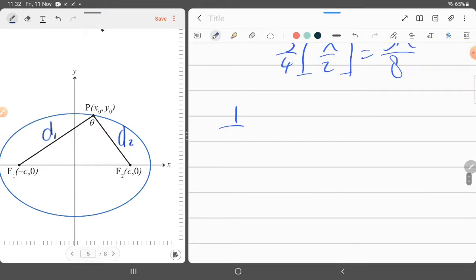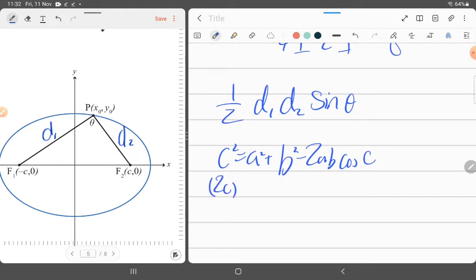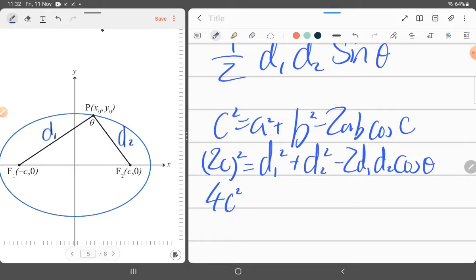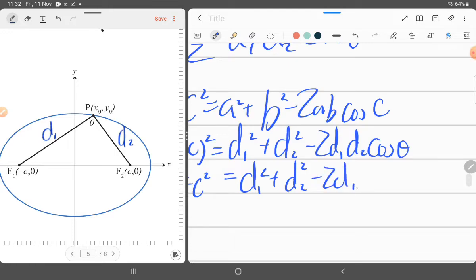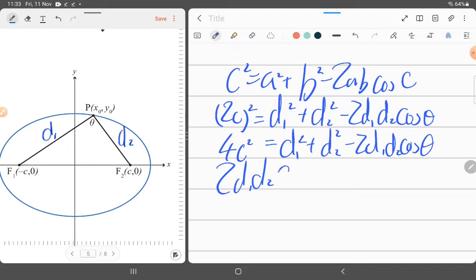So the area of this would be half d1 d2 sine theta, and then by the cosine rule, 2c all squared is equal to d1 squared plus d2 squared minus 2 d1 d2 cosine of theta. But I did this before and I was struggling so much to do this. This is probably the hardest question in the whole exam.